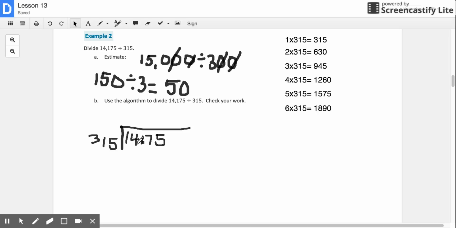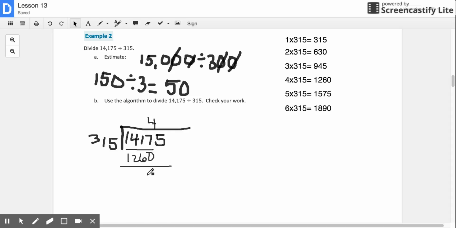Okay, so looking here, 315 cannot go into 141, so I'm going to need to go to the fourth digit. And when I have 1,417, I look over here, 5 groups would be too big because I would need 1,575. So I can make 4 groups. I'm going to put my 4 up here above the 7 because that's how far over I'm dividing. 4 times 315 is going to give me 1,260.